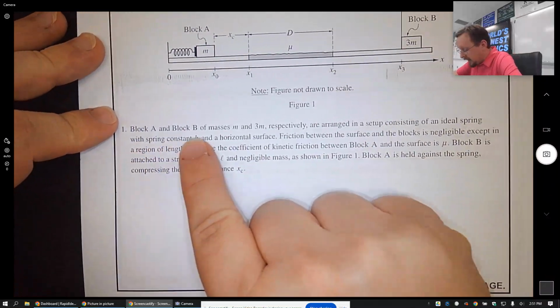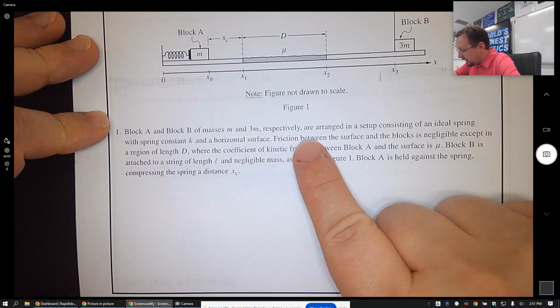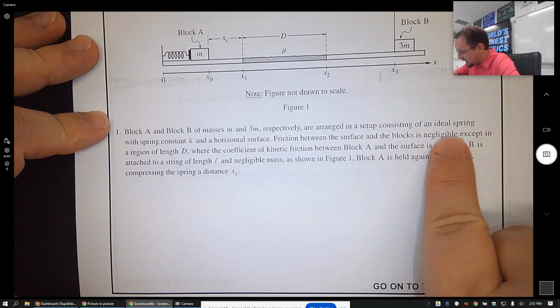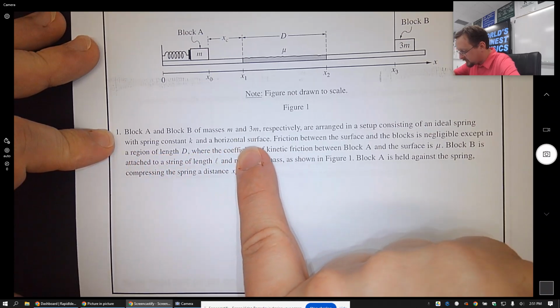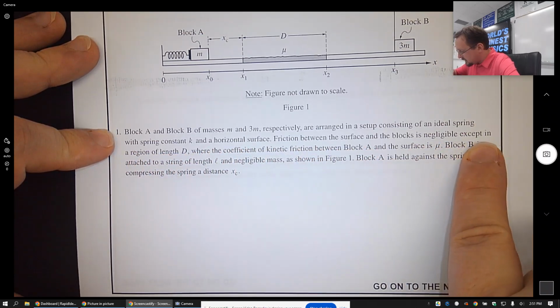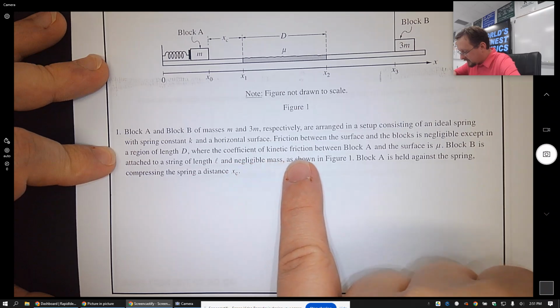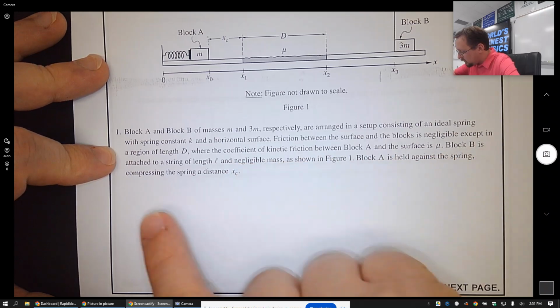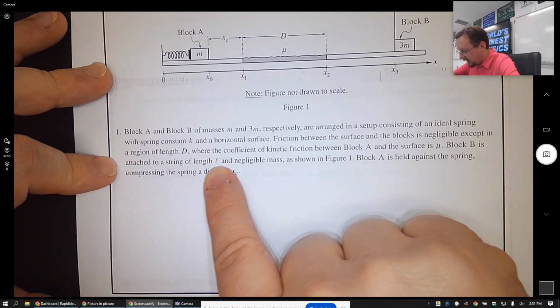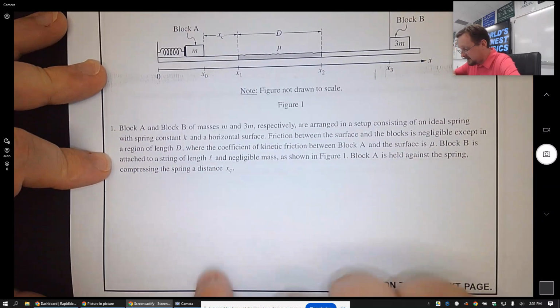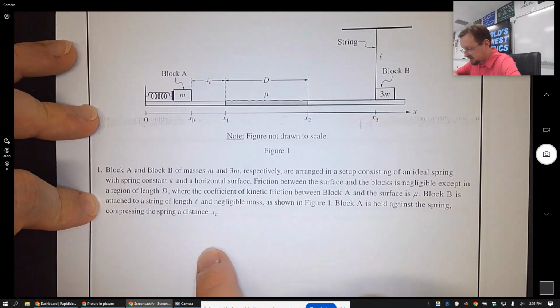All right, block A and block B, masses M and 3M. You can see that. A range is set up, ideal spring constant K, horizontal surface. Friction is negligible except in this region D, where the coefficient of kinetic friction between block A and the surface is mu. B is attached to a string of length L. This is symbolic because I'm not seeing any numbers, okay? Let's make sure you see the picture there.